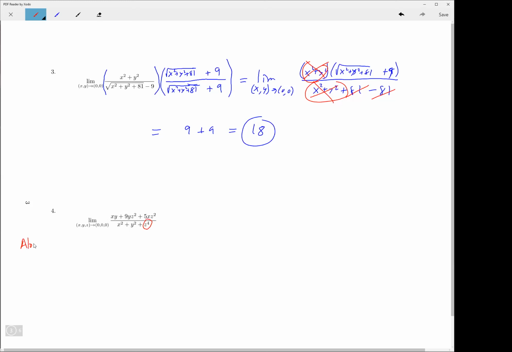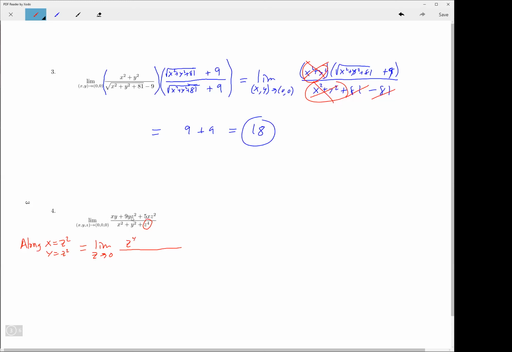So what you're going to do is go in along x equals z squared and y equals z squared. That's certainly a path that's going to take us to the origin, because when z goes to 0, x is going to go to 0, and so is y, if we make these two conditions right here. So basically we're plugging in z squared for x and for y.